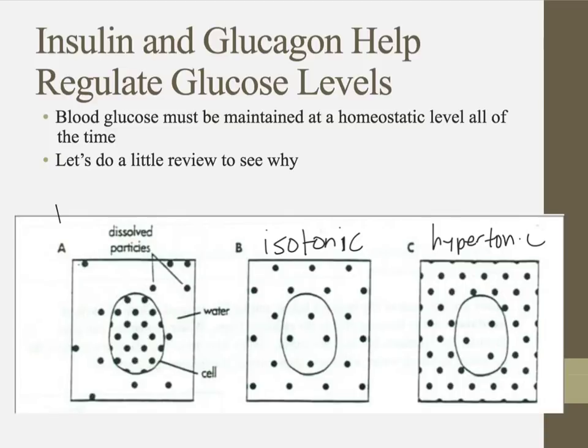On the other hand, if the plasma glucose level is what we call hypotonic, then the concentration of glucose in the plasma is much lower than on the inside of the cell. In that case, water from the plasma is going to enter the cell, and it's going to cause the cell to expand and expand until it bursts. So we need a way of keeping the glucose in our plasma isotonic to the glucose levels in our blood cells.